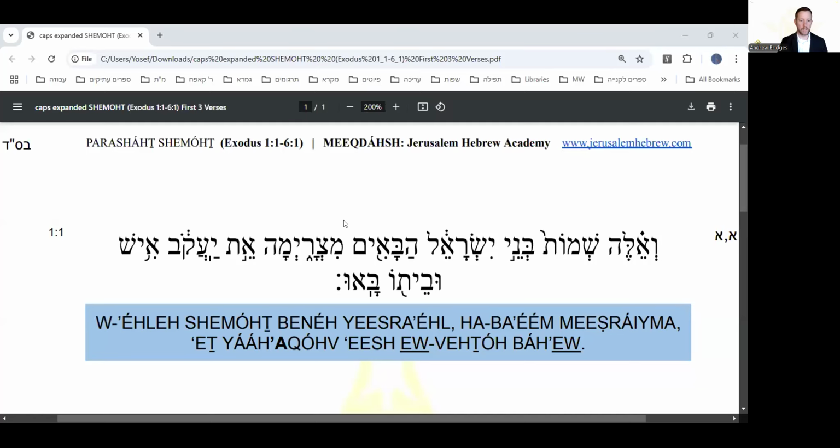This week's Torah portion is parashat Shemot, the first parasha, the first Torah reading in the book of Exodus. This week's parasha is Exodus chapter 1, verse 1 until verse 1 of chapter 6.